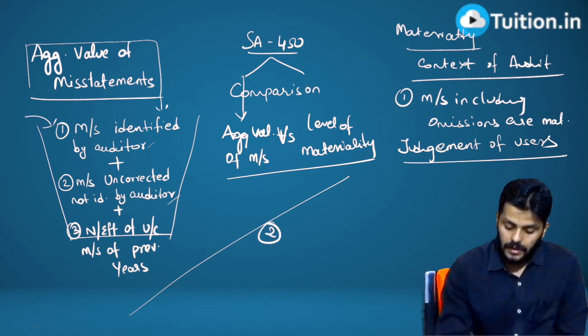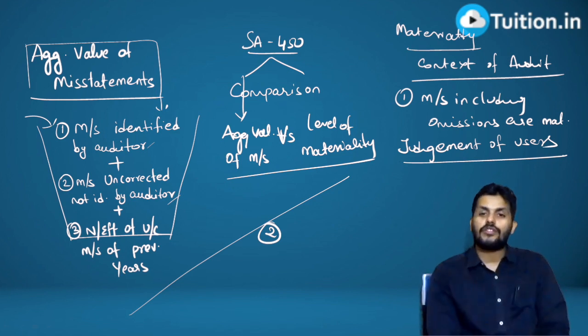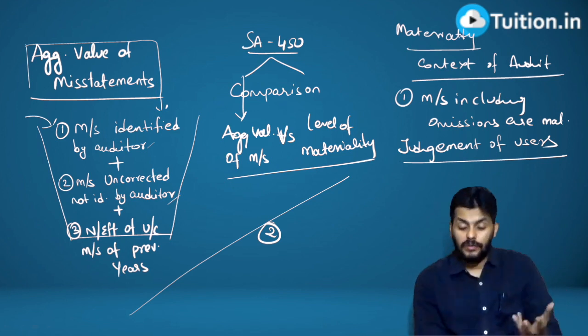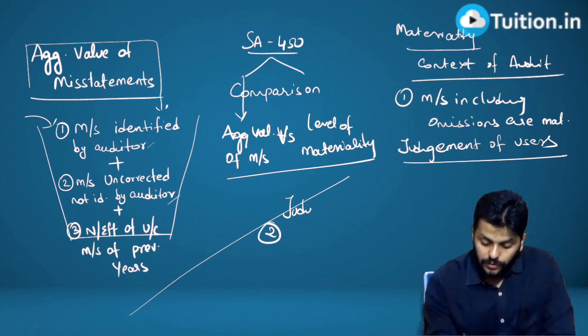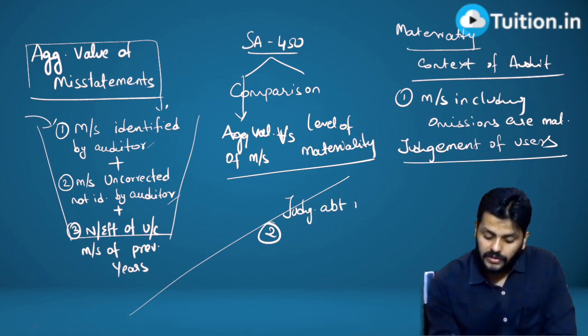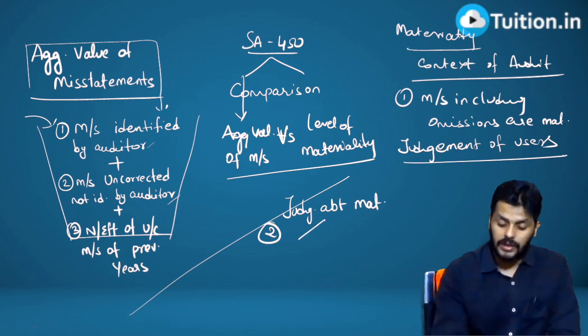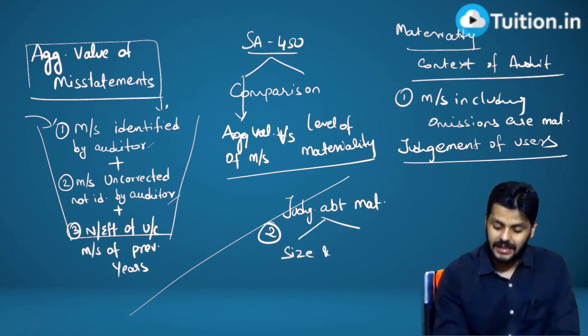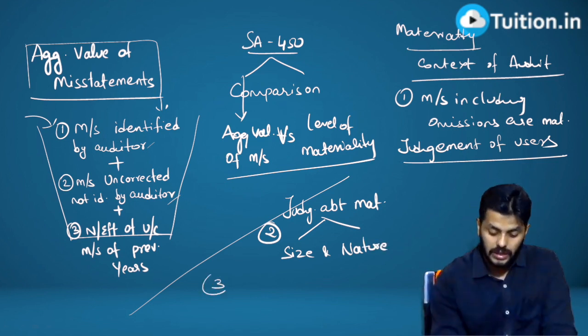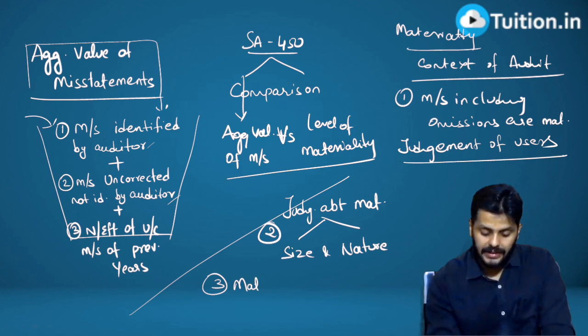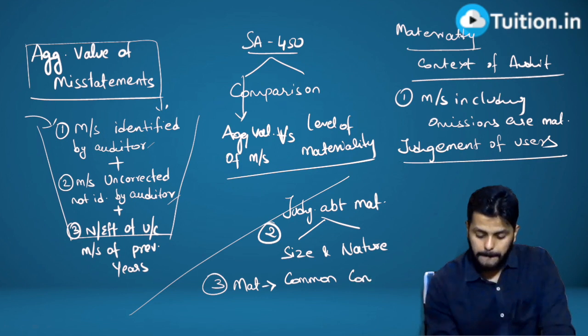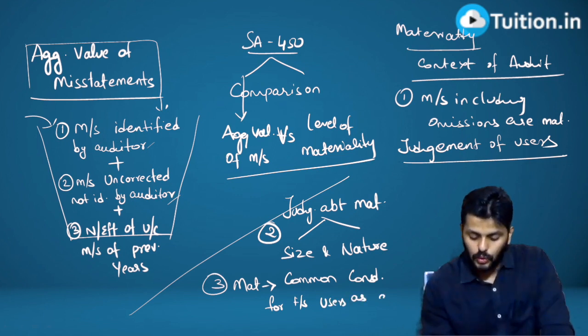2. Judgments about materiality. Whenever you are judging materiality, you always take into consideration two things: size and nature. These are the two things that you always take into consideration. And 3. Whenever you're talking about materiality, it has to be spoken about in common consideration for financial statement users as a group.